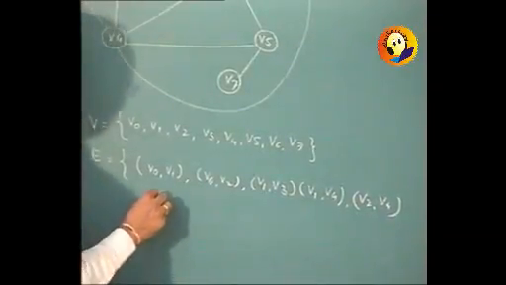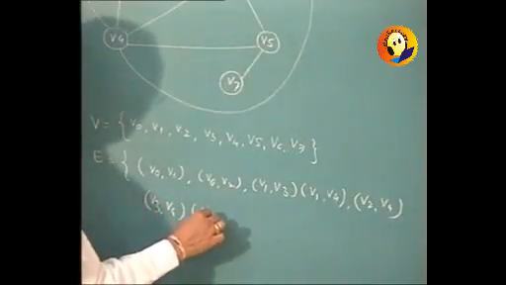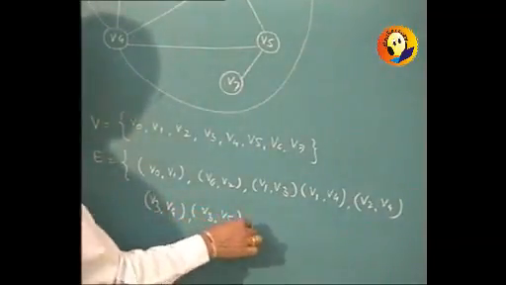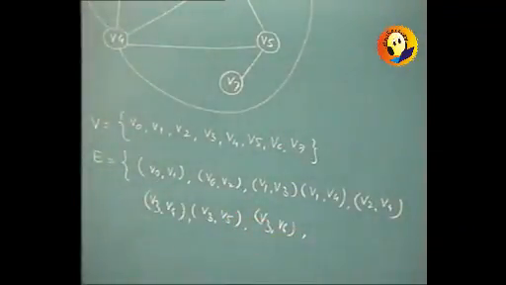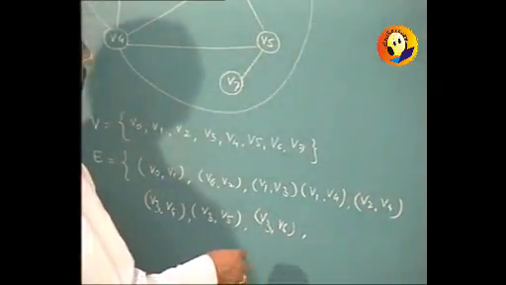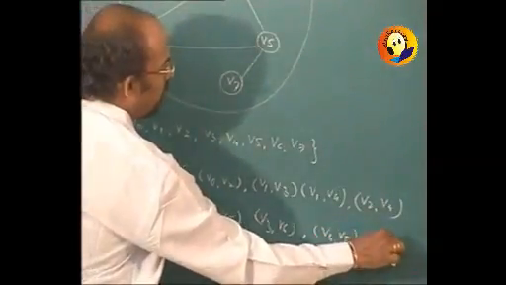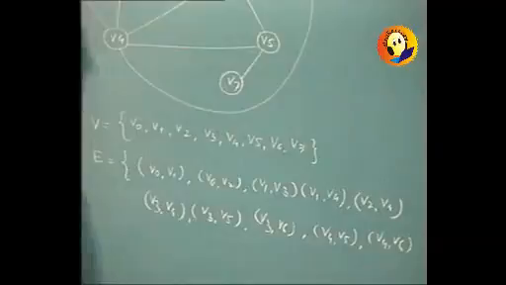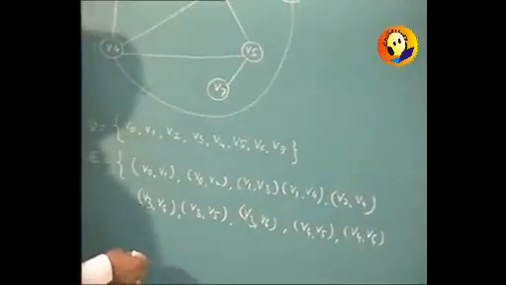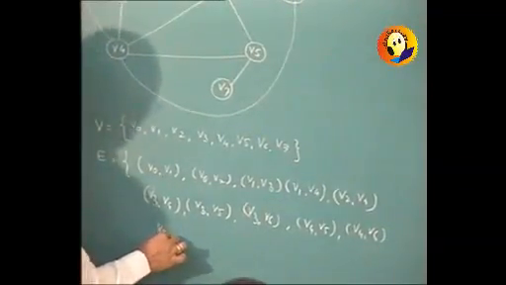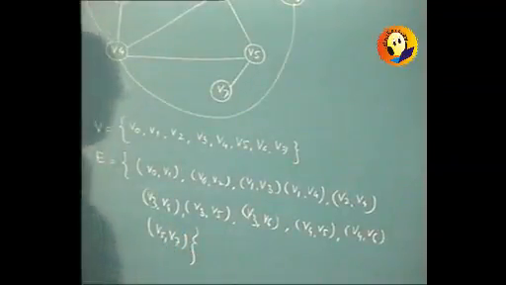Then from V3 it will be V3, V4, V3, V5, V3, V6, then from V4 it is V4, V5, V4, V6. From V6 it is V3 and V4, that is already shown, and from V5 it is up to V7. So there are as many as 11 edges.